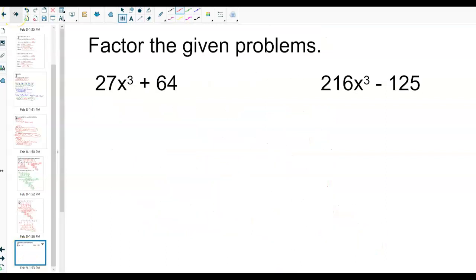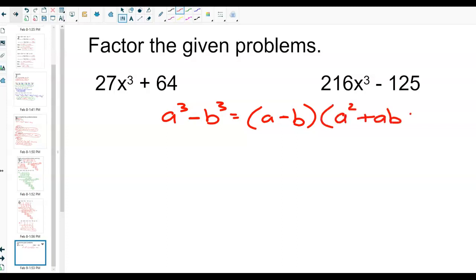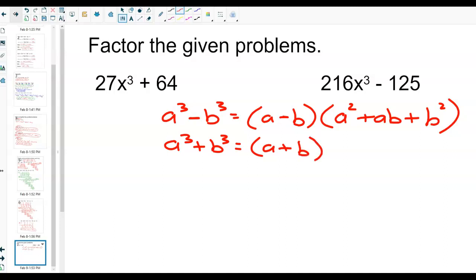So, factoring sum and difference of 2 cubes. A cubed minus b cubed is equal to this. Same sign. A squared, opposite sign. AB, always positive, b squared. If you have a sum of 2 cubes, it is same sign between the a and b. A squared, opposite sign, AB, always positive, b squared.